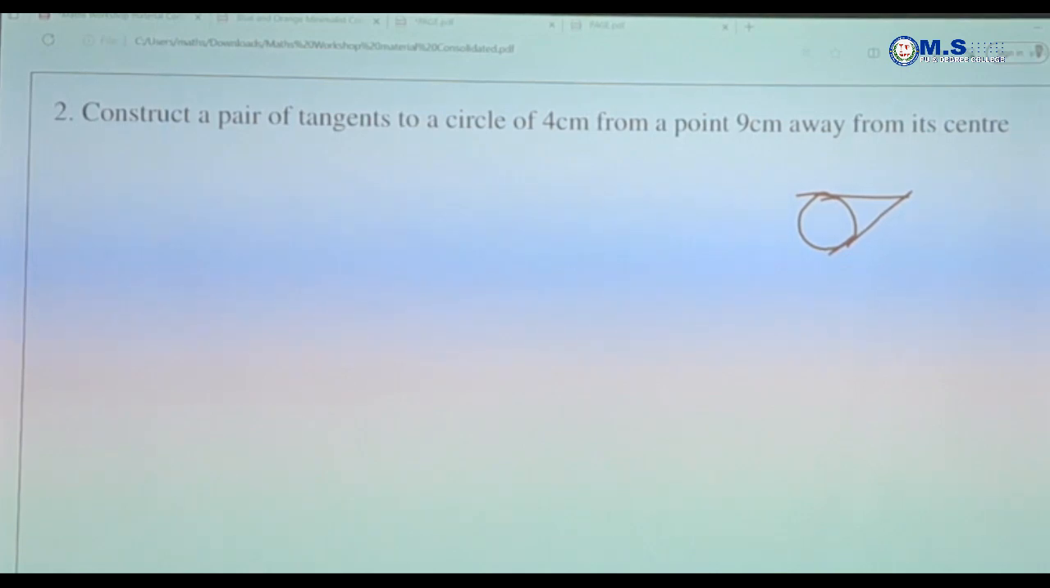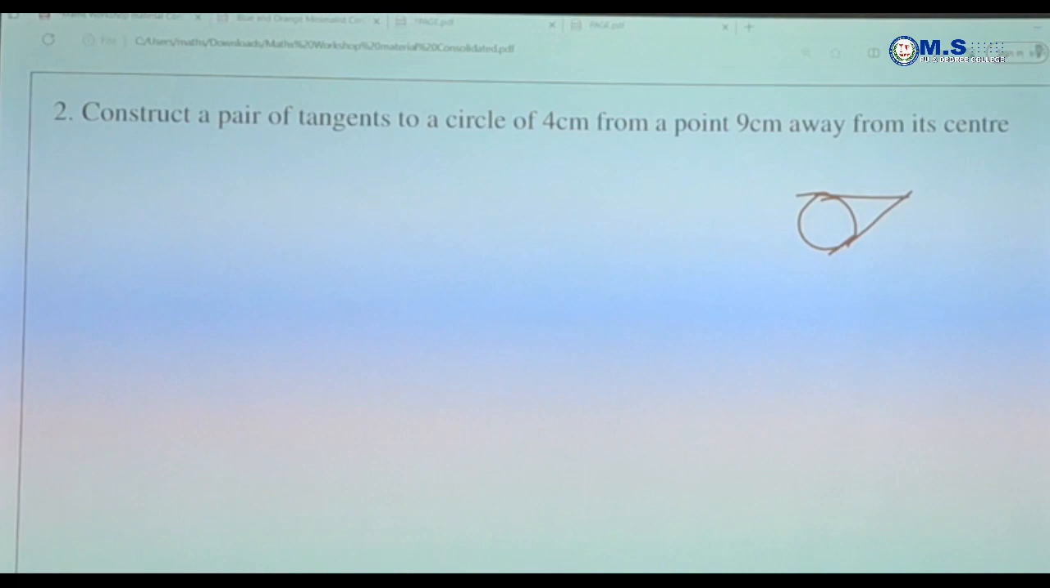So basically in this question you have to construct tangents to a circle. They will ask you a question about where to construct from and what type it should be. The first variety is very simple. Construct a pair of tangents to a circle of 4 cm from a point 9 cm away from its center.